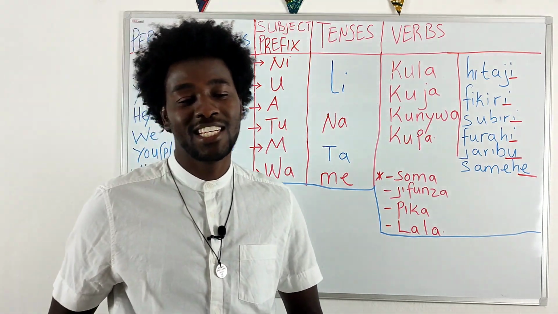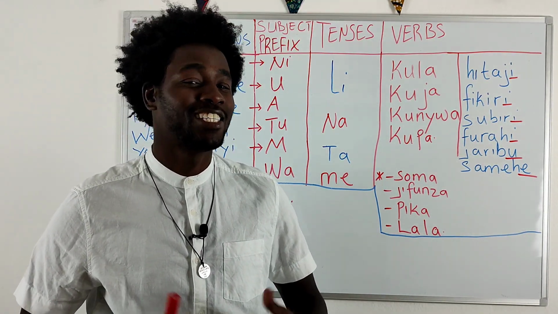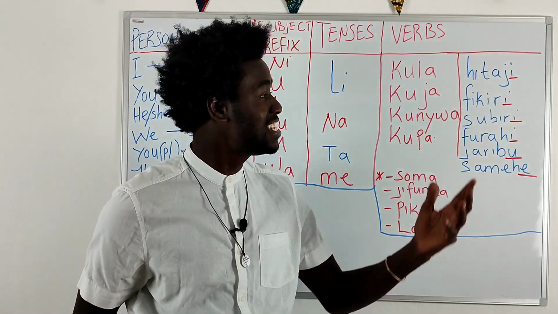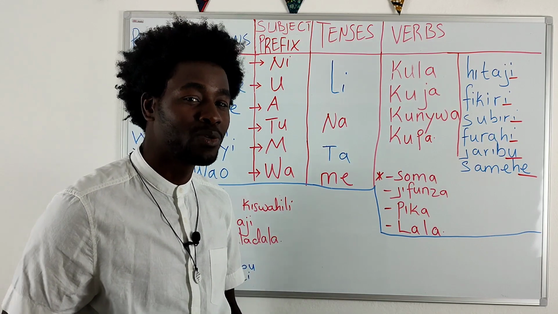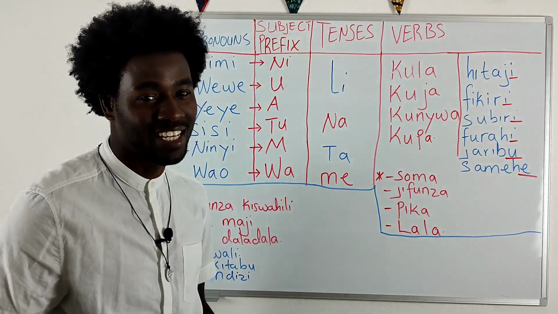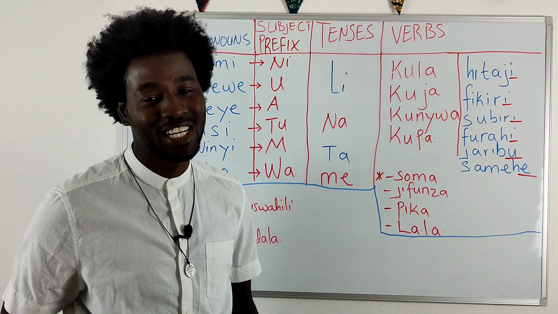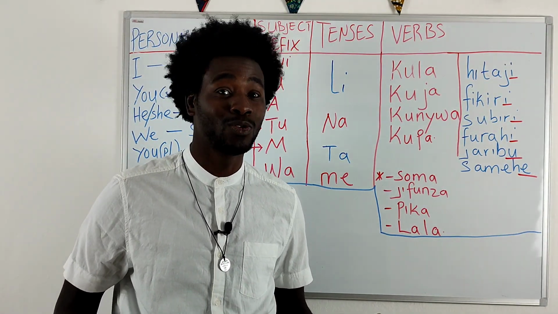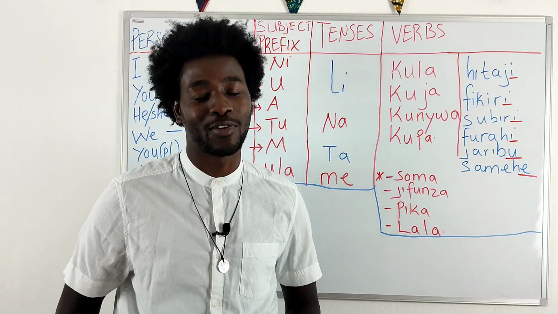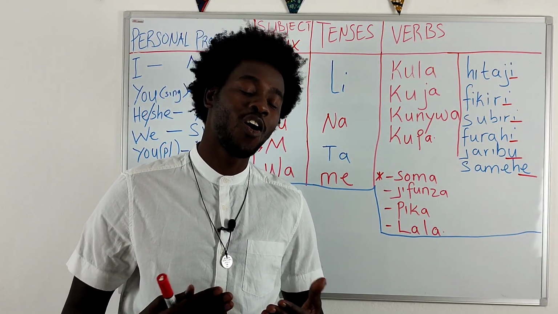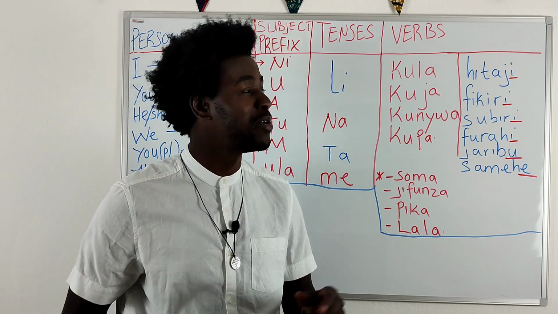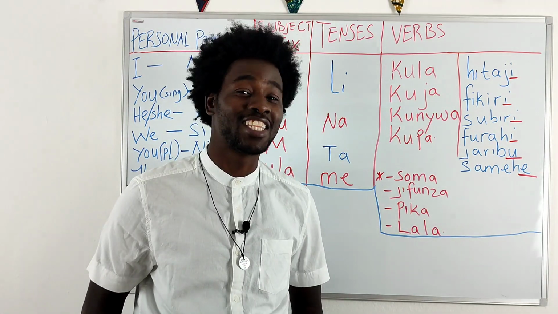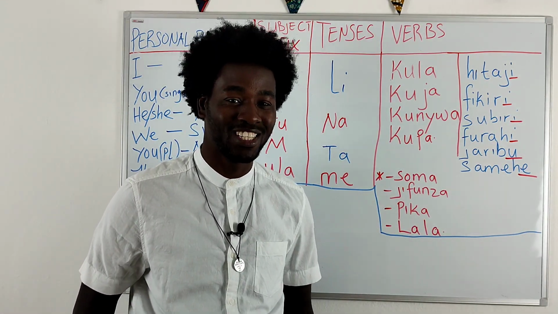But in order to construct a sentence, definitely you need verbs. And here are some of the verbs that will help you to construct a sentence in Swahili. In Swahili, we have two types of verbs. There are verbs which are from Bantu origin and verbs which are from Arabic origin. All the verbs that end with the vowels I, U, and E are from Arabic origin.